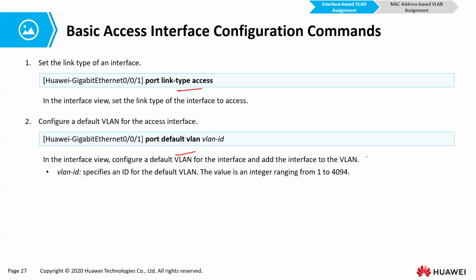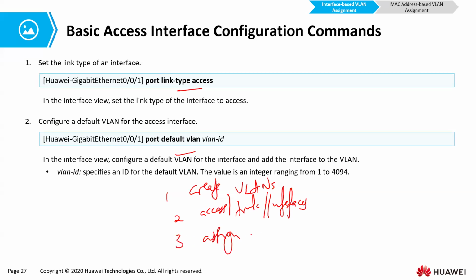So my steps in short. Number one, you create my VLANs. Number two, you set the access or trunk, or let's just say interfaces. Then number three, assign the PVID to the interface. Three commands, from creating my VLANs. Simple.